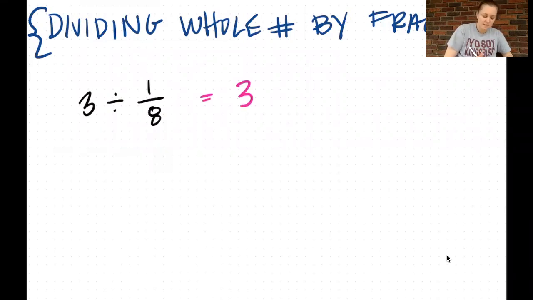Exactly the same. First number stays the same. Instead of dividing, we're going to multiply by the reciprocal of that second number, right? So instead of 1/8, we're doing 8/1 or 8 wholes, okay?